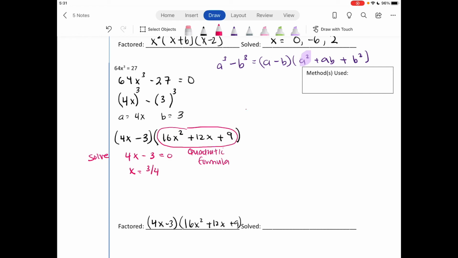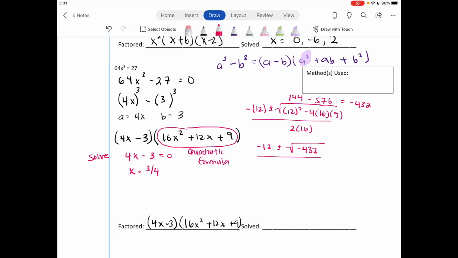So this will give us negative b, or negative 12, plus or minus the square root of 12 squared, minus 4 times 16 times 9, all over 2 times 16. Working underneath that square root, we're going to have 144 minus 576, which becomes negative 432. We can rewrite as negative 12 plus or minus. Remember, we still have that square root of negative 432, all divided by 32.